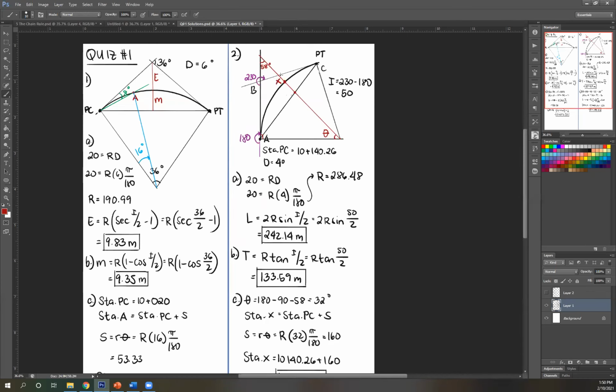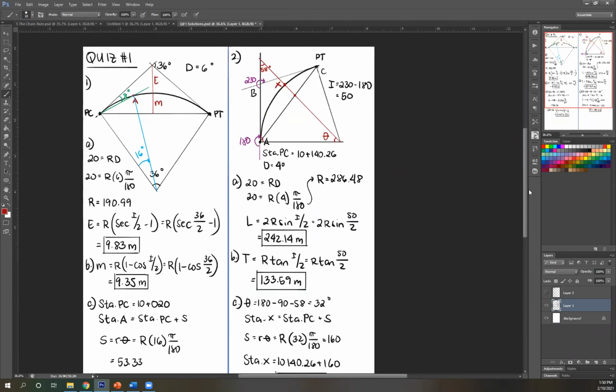So looking for the station of X. To get the station of X, same thing as number 1, I just need to know this arc length. To get that arc length, S equals r theta, I need to know this theta.